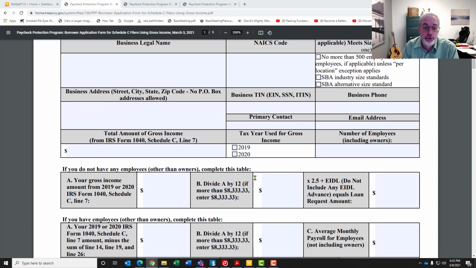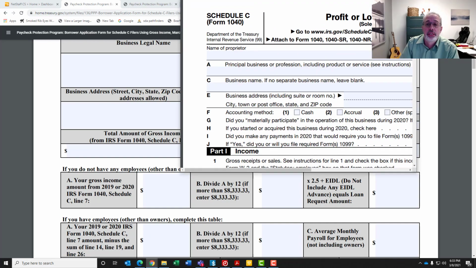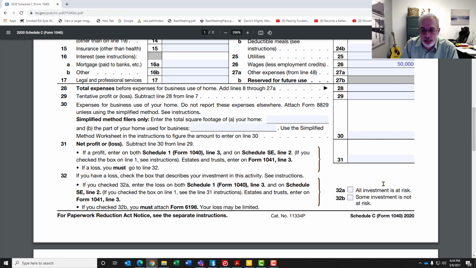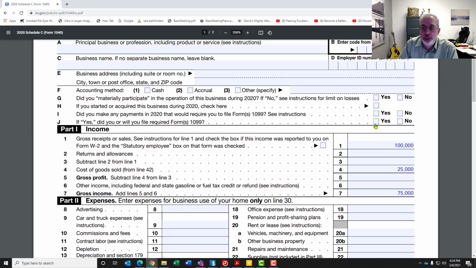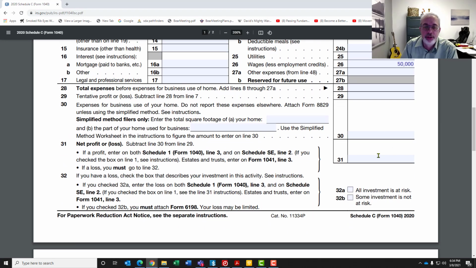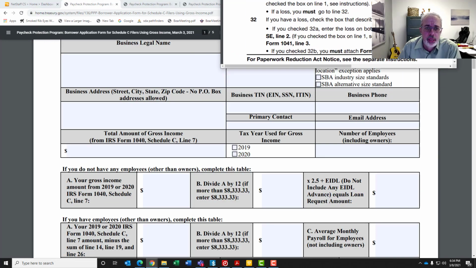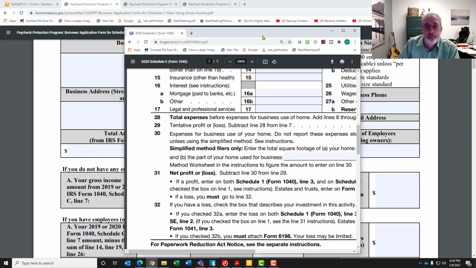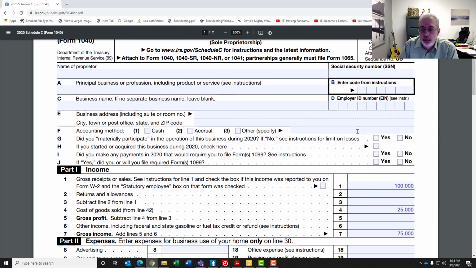And now we get down to the changes. If you remember originally, this was based off of net income. And so what that was, so I'm going to try to make this easy for you. It was line 31 right down here on your Schedule C. That was your income after all your expenses. What was left, even after the home office, that was line 31. Now what they've said is using IRS Form 1040 Schedule C line 7. Line 7 is right here.